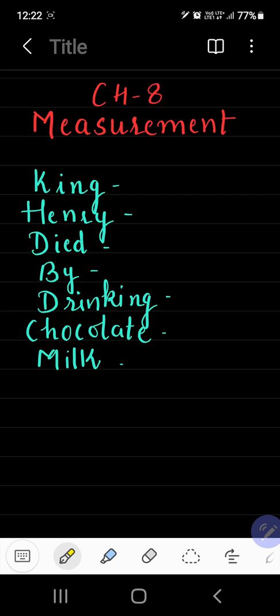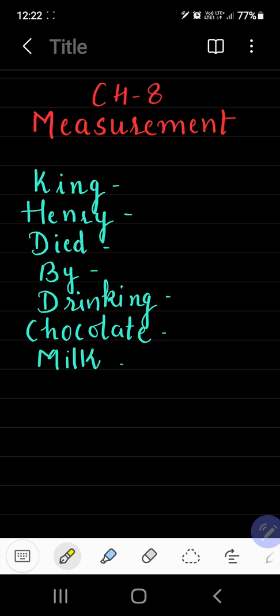So let's start. To do the conversion, first we will learn a trick. Children, if you know this trick, you will be able to do the conversion easily without actually learning the conversions. For this, the first thing you have to learn is a statement. The statement is: King Henry died by drinking chocolate milk. So first you will learn this statement, that is, King Henry died by drinking chocolate milk.